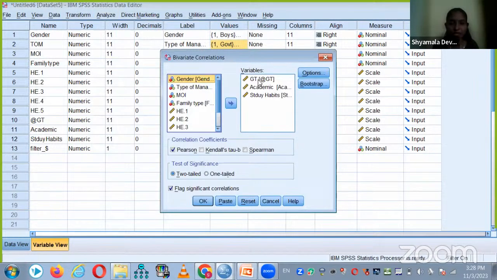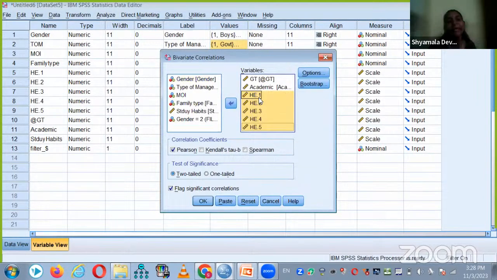What you're supposed to do is drag the study habits to the left-hand side column. Instead of that, I'm going to take all the 5 dimensions of home environment into the right-hand side column. The rest of the things are the same. Because here I want to do the correlation for home environment dimensions and academic achievement. So click OK.